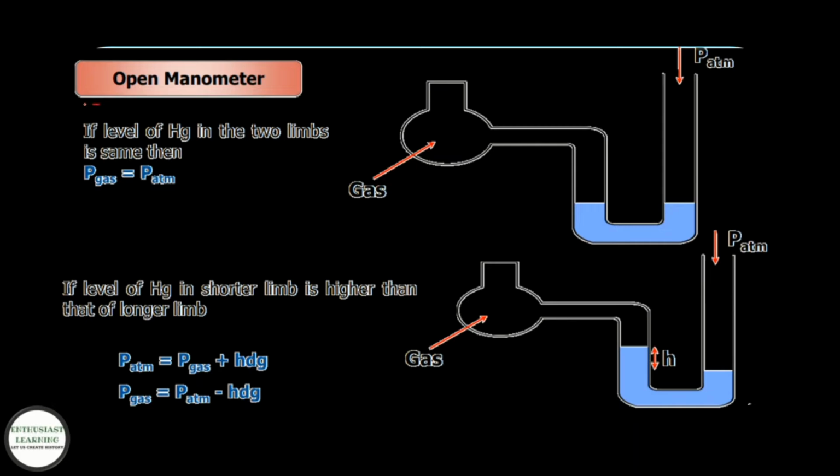In the open manometer, if the level of Hg in the two limbs is the same, then the pressure of gas is equal to atmospheric pressure. If the level of Hg in the shorter limb is higher than that in the longer limb, then the atmospheric pressure is equal to pressure of gas plus H rho g. Pressure of gas is equal to atmospheric pressure minus H rho g.